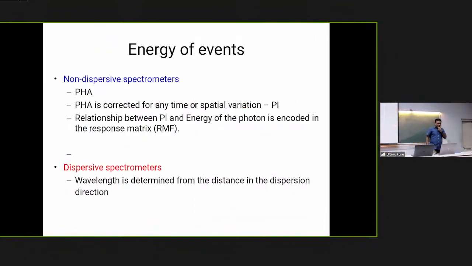Okay, so if you have a non-dispersive spectrometer like this, just the CCDs without a grating, in that case what we have is the pulse height amplitude. This is a measure of the energy of the incident photon. And this is corrected for any spatial variations. For example, if your incident photon energy is the same, one pixel may generate a certain amount of charge, and another pixel may generate slightly different charge because of its response.